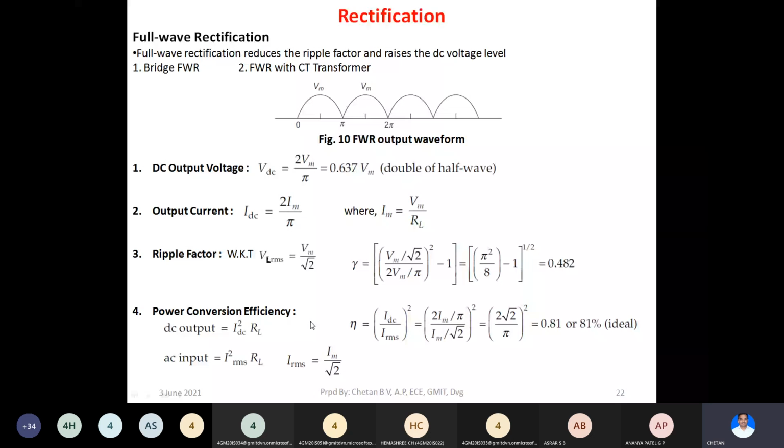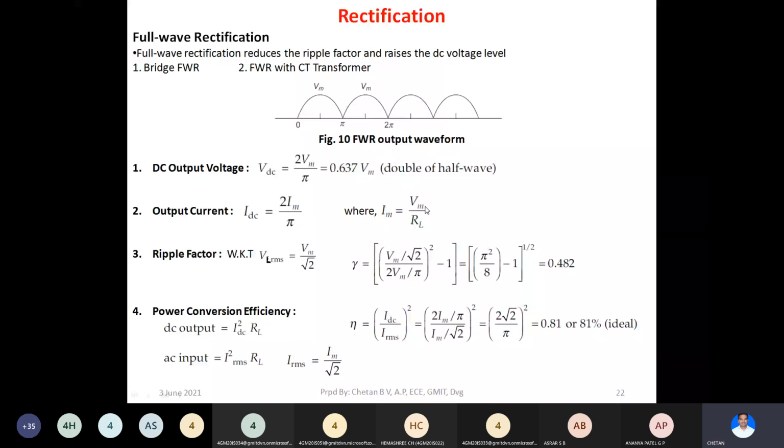In case of DC voltage, we find that the average DC output voltage is 2 Vm by pi. Output current is IDC equals 2 Im by pi. And here Im is the peak output current, which is equal to the peak output voltage divided by the load, Vm by RL.